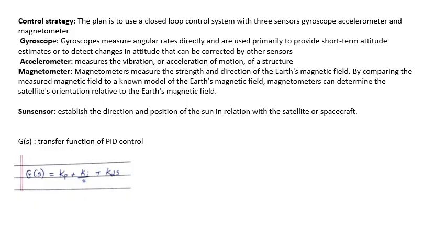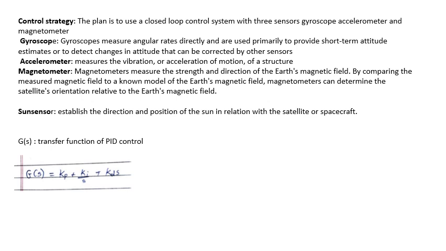So we go to the control strategy. The plan is to use a closed loop control system with 3 sensors: gyroscope, accelerometer and magnetometer. We can see G(s), which is the transfer function of a PID controller, which describes how the controller responds to changes in the error signal, which is the difference between the desired set point and the actual process variable. The transfer function of a PID controller can vary depending on the specific implementation and tuning parameters. We see G(s) is equal to Kp, which is the proportional gain, plus Ki, which is the integral gain, upon s, which is the Laplace variable, plus Kd, which is the derivative gain, times s.